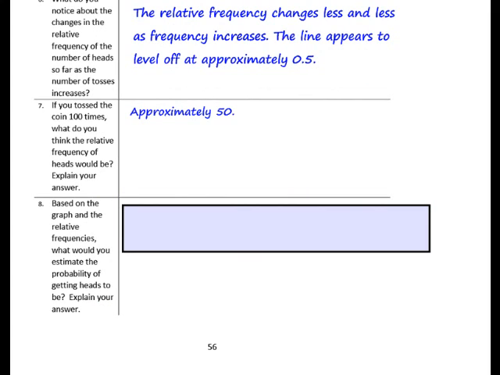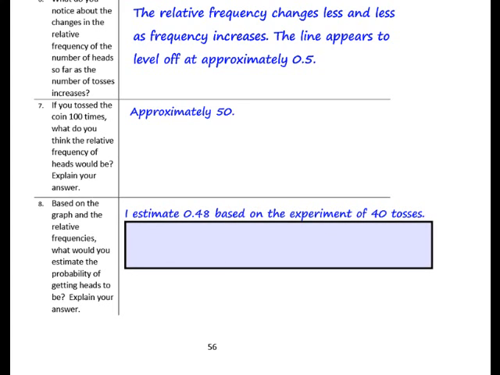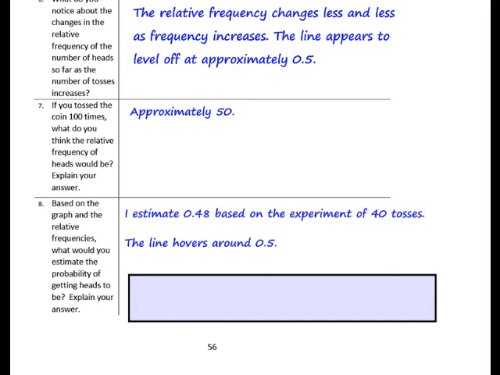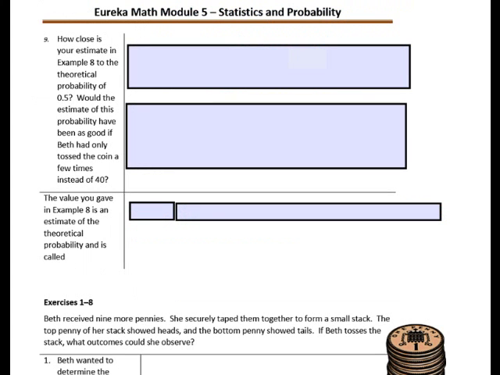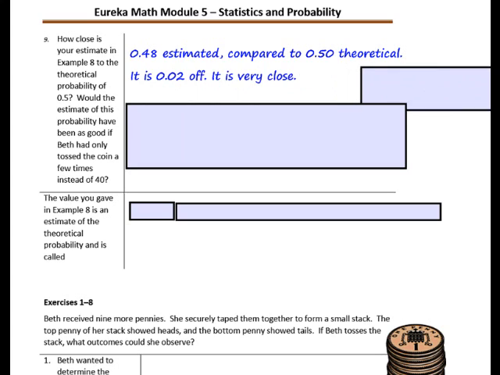Question 8. Based on the graph and the relative frequencies, what would you estimate the probability of getting heads to be? Explain your answer. I estimate 0.48 based on the experiment of 40 tosses. The line hovers right around 0.5. So how close is your estimate to the theoretical probability of 0.5? 0.48 is the estimate compared to the 0.5, which is the theoretical. It is 2/100ths off. It is very close.